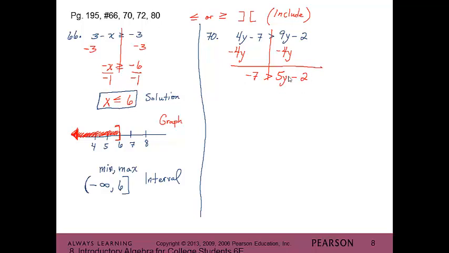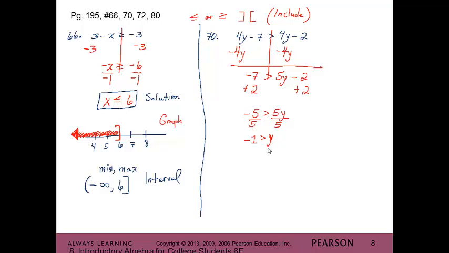Now we're solving for y, so we need to move the minus 2. So we're going to add 2 on both sides. And we get negative 5 is greater than 5y. And then the last step would be to divide by 5. So we have negative 1 greater than y.